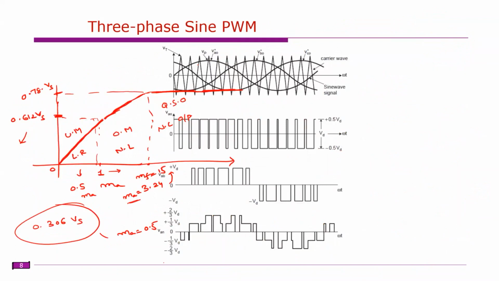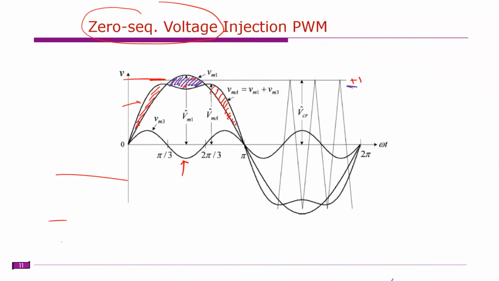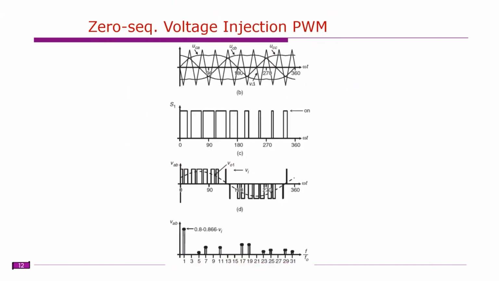Here this is slightly increased, so that means this width is slightly increased. All these pulse widths will slightly increase. If there is a slight increase in the width, the output voltage will be increased. Clear? So this is known as zero sequence voltage injection. You can see here this width is slightly increased when compared to the original sine PWM technique.